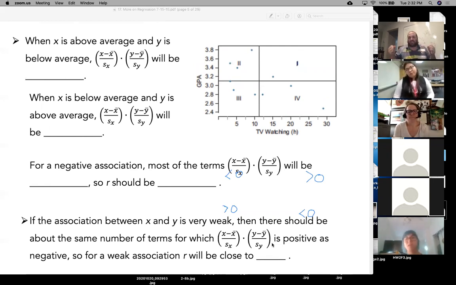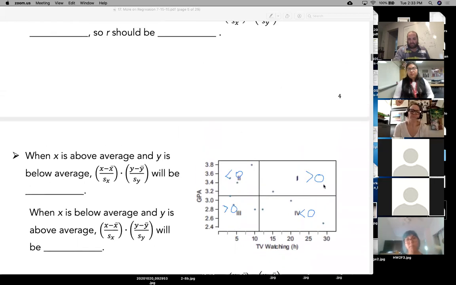If I have lots of dots here and here and here and here, those will be positive. Remember we said this, right? These will be positives, these will be negatives, positives, negatives. And when you add them all together, lots of cancellation, and it should be close to 0. If it's positive association, lots of positives and very few negatives, it should be positive. If it's negative association, lots of negatives and very few positives, it should be negative. Weak association, they're all over the place, lots of positives, lots of negatives, and you should get something close to 0.